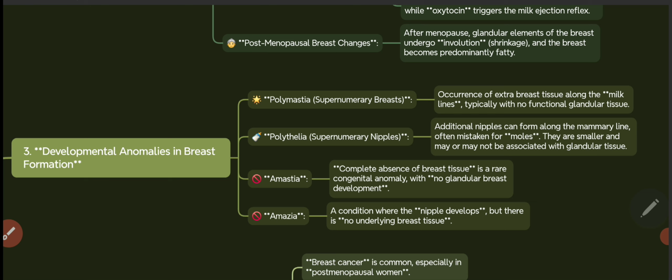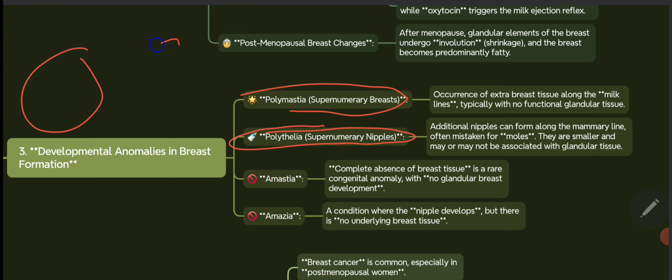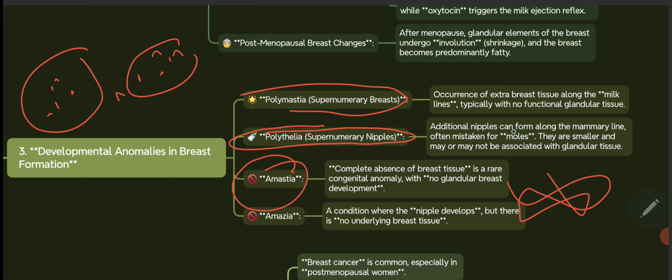What are those? Polymastia, that's supernumerary breast. Polythelia, that's supernumerary nipples. Supernumerary breast, supernumerary nipples, right? Then amastia, that's complete absence of the breast tissue. Then amazia, where the nipple develops but no breast.